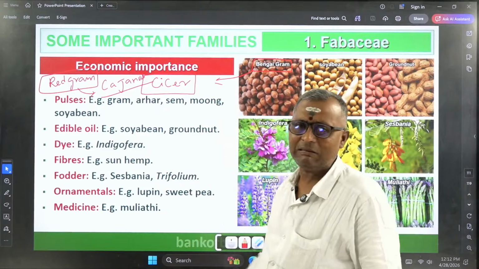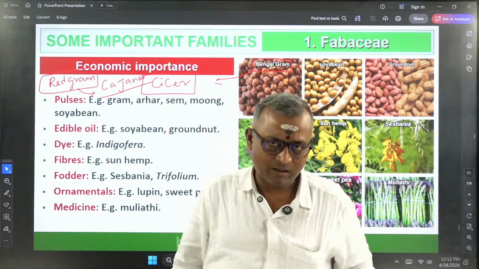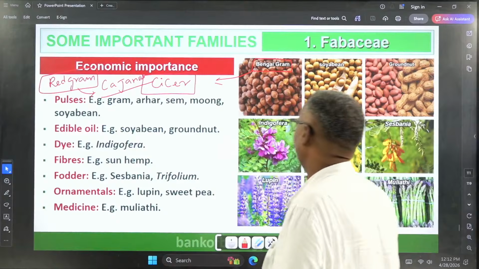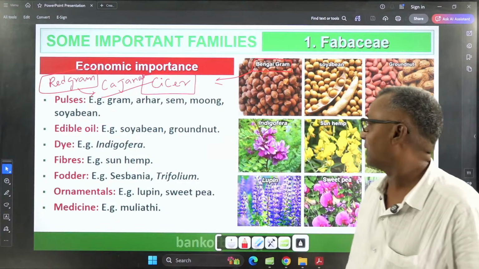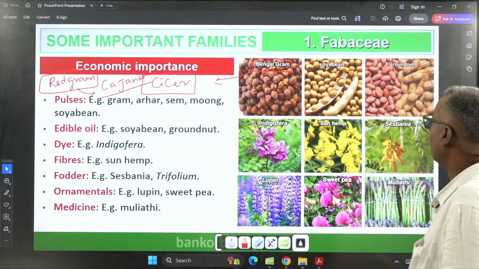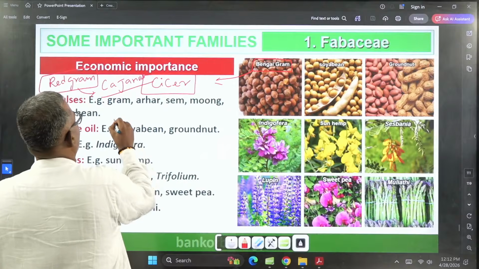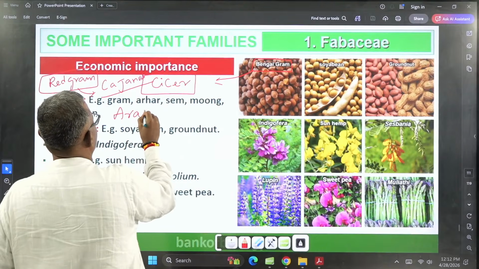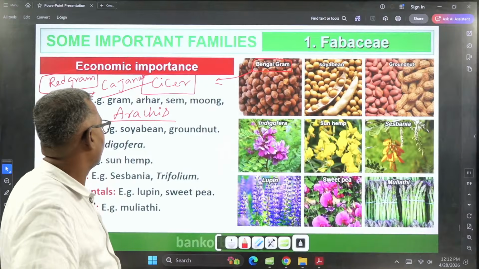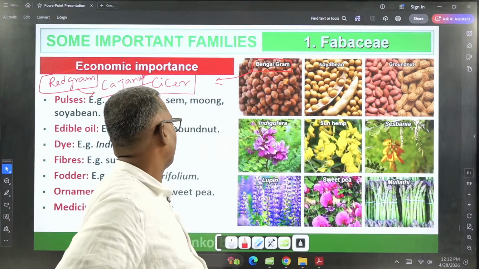So these are all the pulses. We call them pulses, like gram, arhar, sem, mung, soya bean. I think you know even soya bean, it is very well known. Understood? Groundnut. Do you know what is the botanical name of groundnut? Arachis. Arachis hypogaea. Arachis is the botanical name of groundnut.